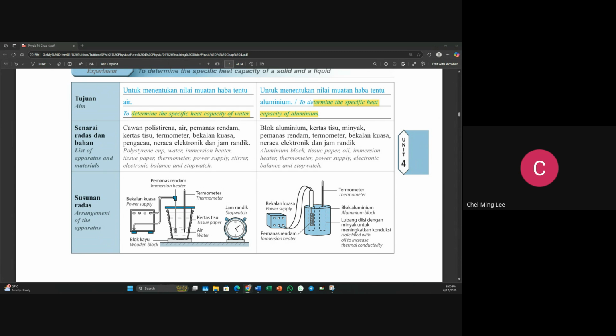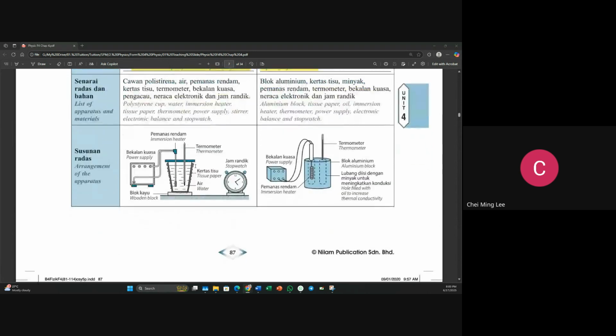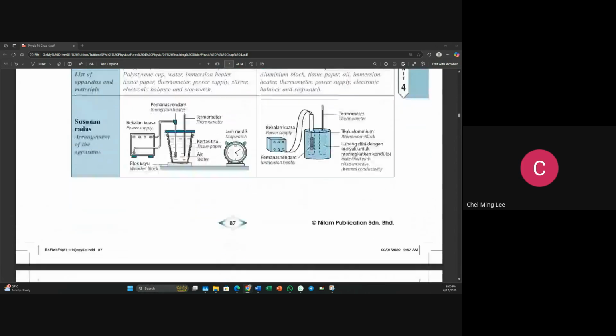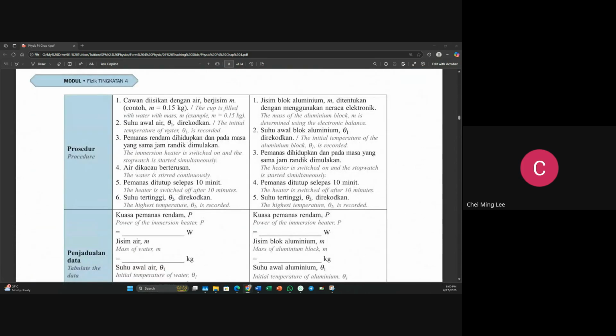Okay. All right, so let's continue. For the water one, what they do is the cup is filled with water with a mass of m, for example, 0.15. Then the initial temperature of water is recorded. Then the immersion heater is switched on, and the stopwatch is started simultaneously. And we need to stir the water. Why do we need to stir the water?